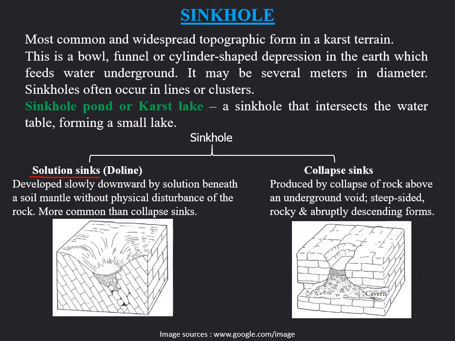At the same time, there is another type which is developed by collapse of the rock above an underground void. So in this case, a void is produced in the subsurface, and after some time the rock over that void collapses. Due to this collapse, these kinds of depressions are observed from the surface. So these are known as collapsings.